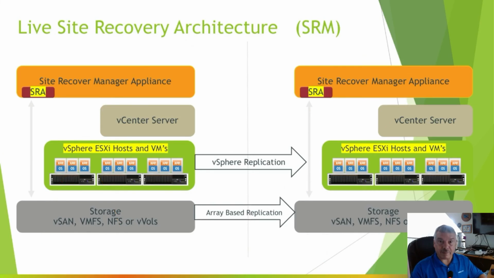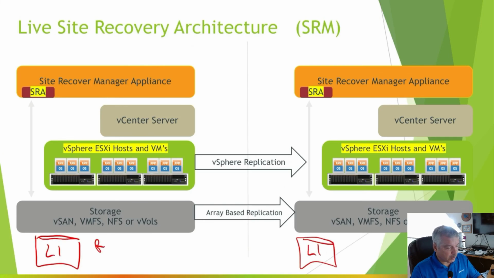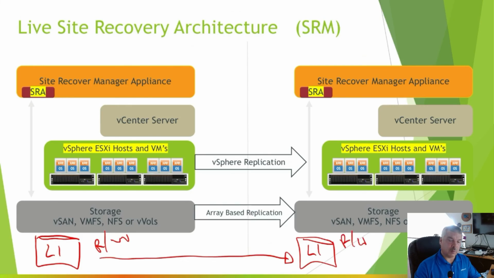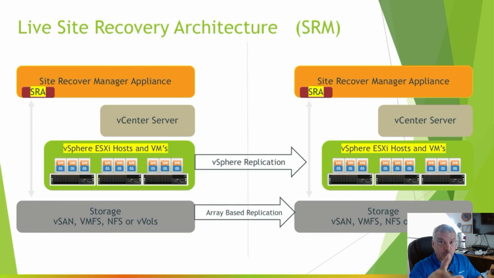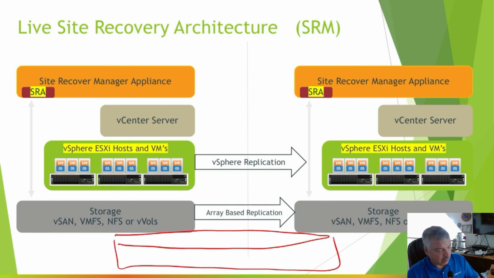Some storage, personally, I've never played with any of these because it'd be big dollars, allows you to have LUN1 here, LUN1 here, and you're mirroring, and they're both read-writable. So essentially, what did you just do? Again, if your storage supports this, and that's going to be a big if, and probably big dollars, you essentially have a stretched LUN across both sites.